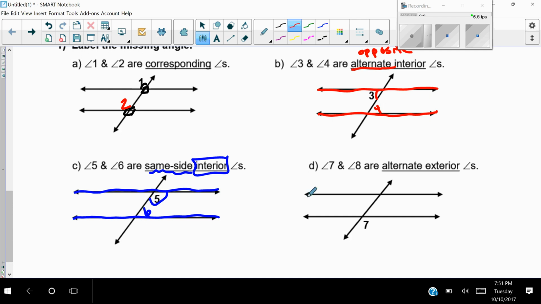7 and 8 are alternating exterior, so it's going to be on the outside of these parallel lines. Alternating means it's going to be on the opposite side of the transversal. So it looks like 7 is on the right-hand side of the transversal and they're on the outside of the parallel lines. 8 has to be on the left-hand side of the transversal. So it looks like 8 is going to be right here.